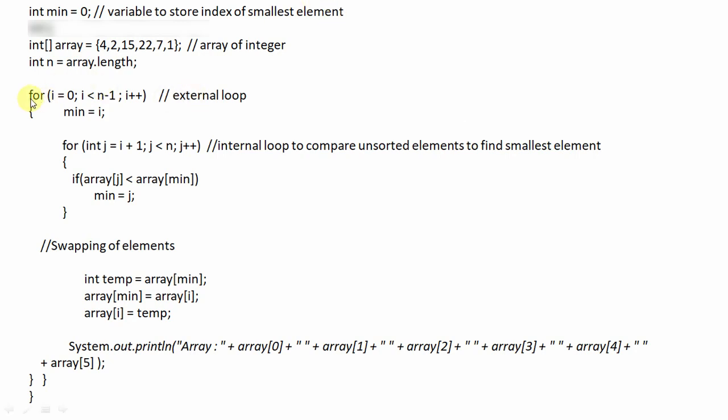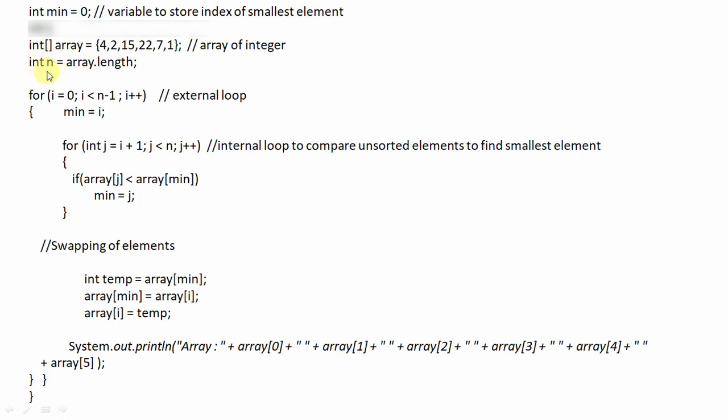We have used two for loops. The external for loop will put the pointer on the very first element, and we will assume that our first element is the smallest element, and we have one min variable to store the index of the smallest element. Here we have the array on which we are performing the sorting, and this is the length of the array.